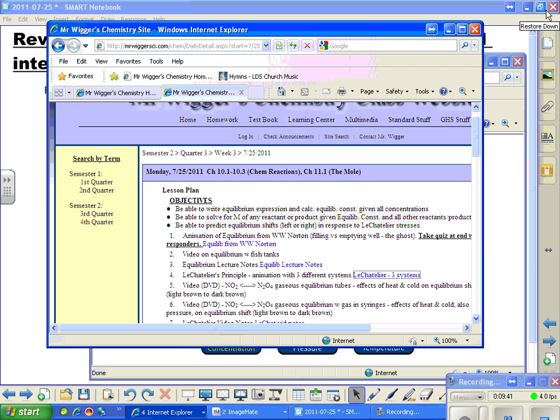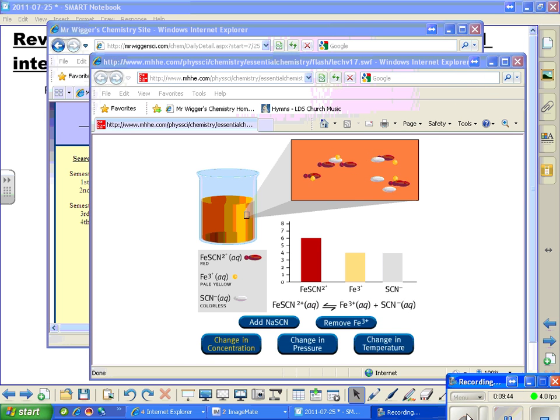Whoops. Did I get rid of it altogether? Thank you. There we go. We're started back up again. Now, I'm going to add the SCN, which is over here on the far right in the equation. And since I added this, what does LeChat want to do?